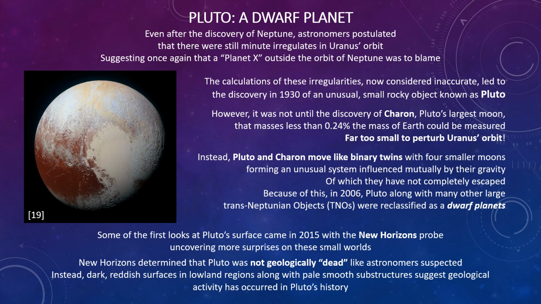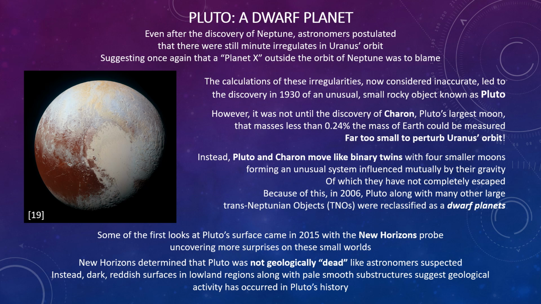a dwarf planet. So, after the discovery of Neptune, there were still some small irregularities in the orbit of Uranus, so this suggested there was once again a planet X lurking out beyond the orbit of Neptune. Using the calculations from these irregularities, which are now considered to be inaccurate, this led to the accidental discovery in 1930 of a small rocky body that we now know as Pluto.